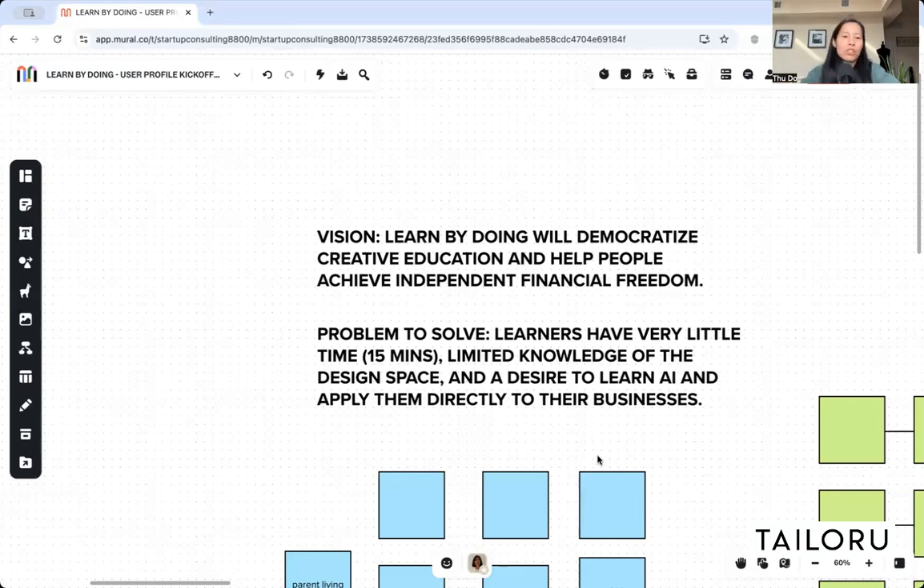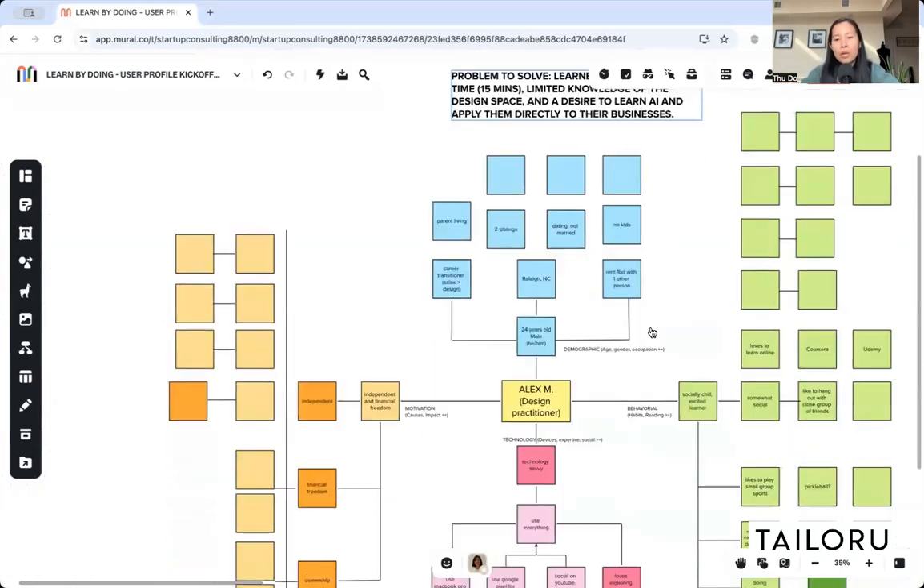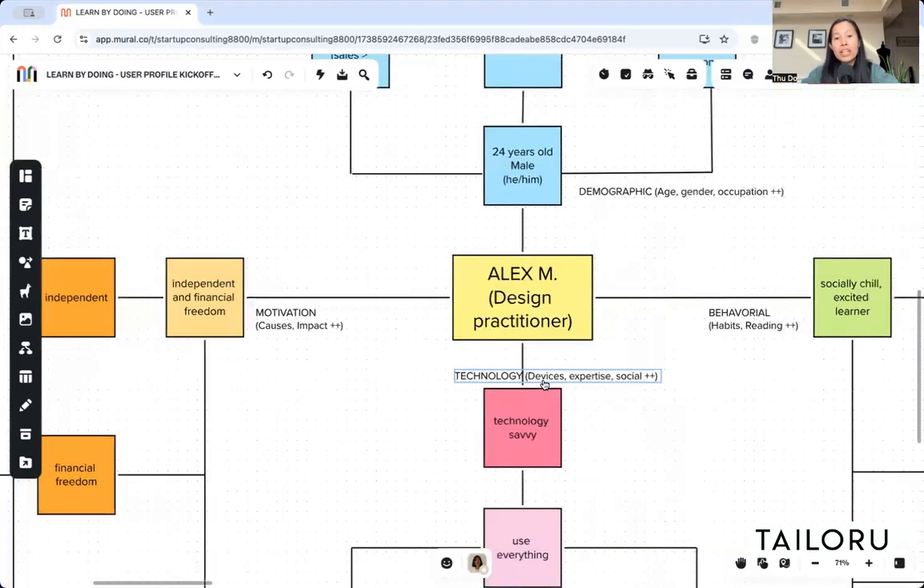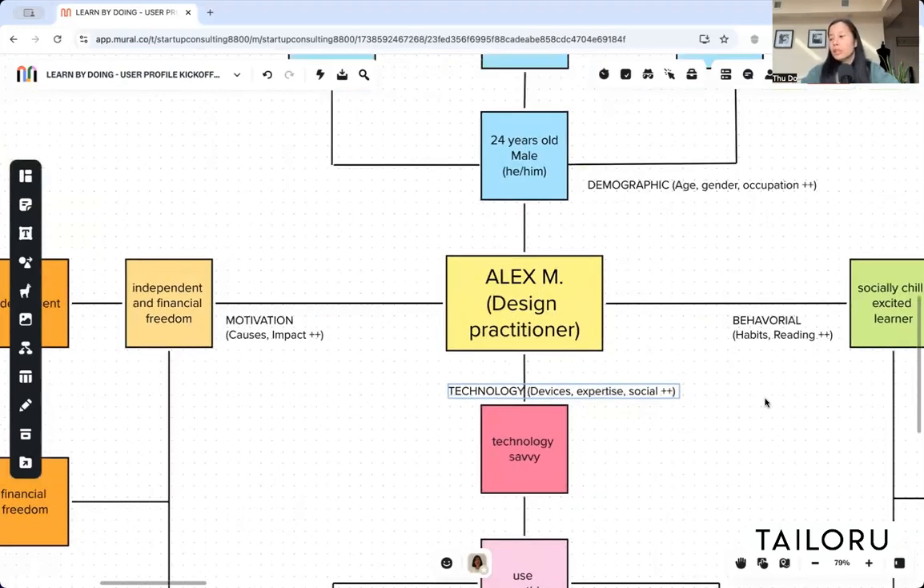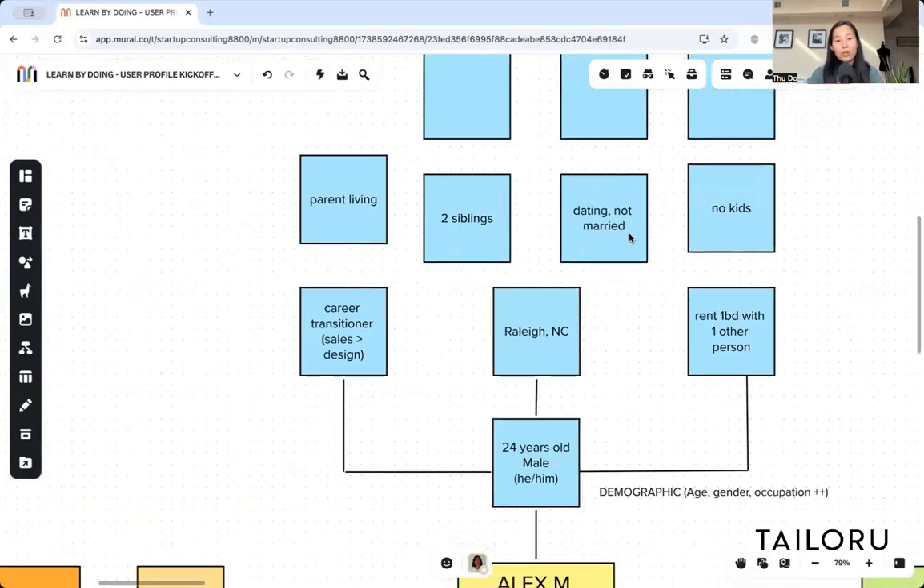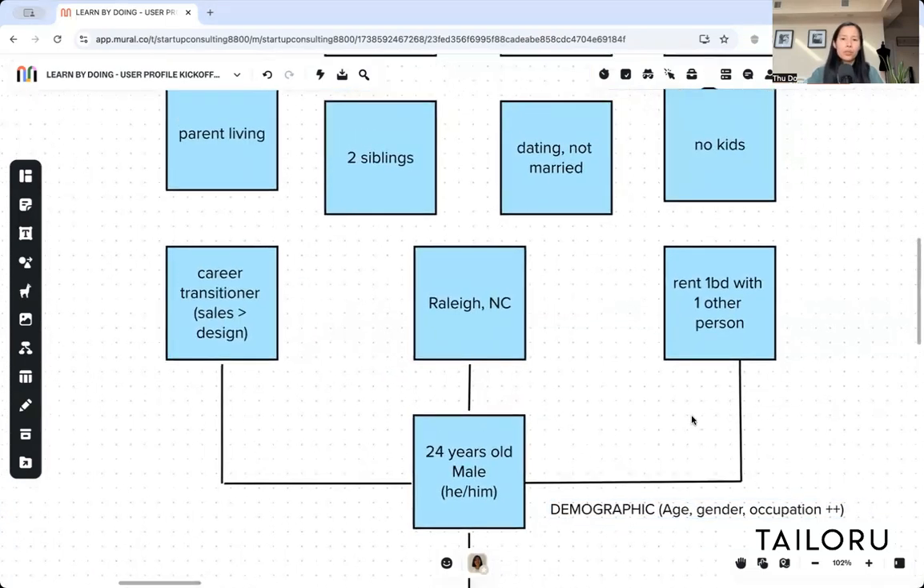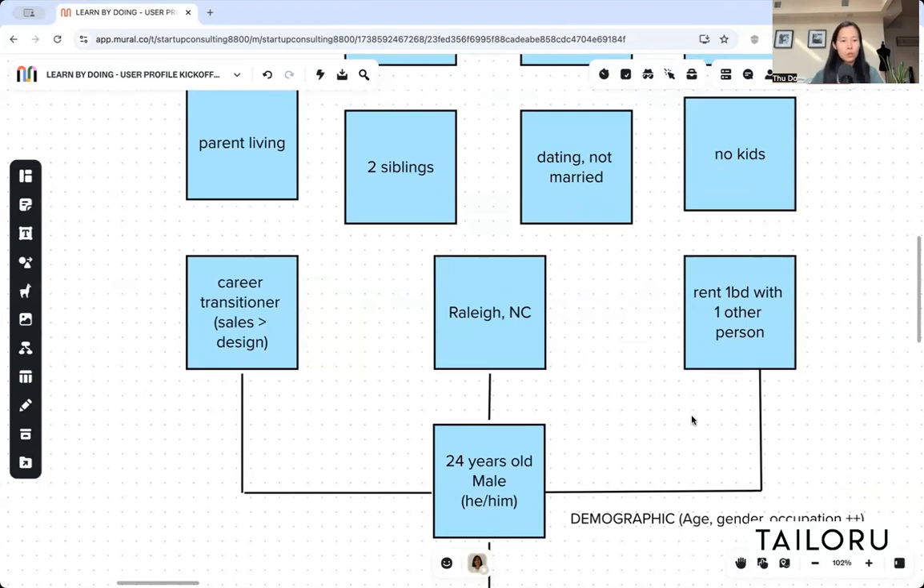So I have my vision here and I have my problem to solve. I now will go down to the creation of the user profile. Again, this user profile will be really helpful for you to be able to understand the makeup of this customer, to be able to understand what are the habits that they have, the technology that you use, and the reasons behind some of those actions. So, as we start with demographic, you'll see that some of these might be loosely aligned with maybe your version or vision of who would be applicable to this service.